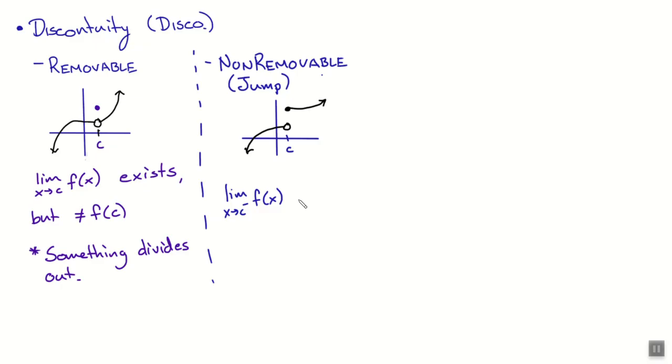Everybody who shook their heads no, I'm good with your answer. I just want to make sure we can formalize this. If the left limit does not equal the right limit, you have a jump discontinuity. Boom, that easy.